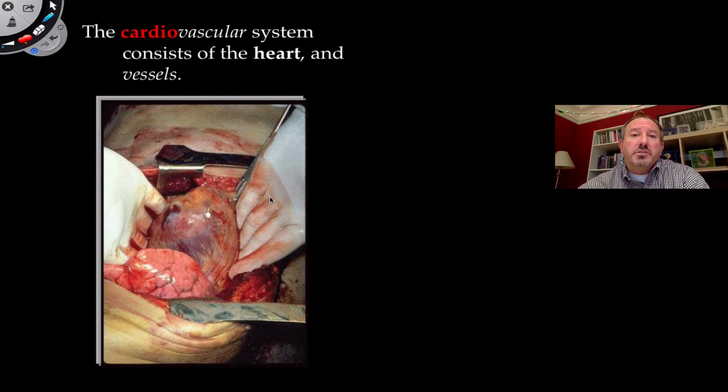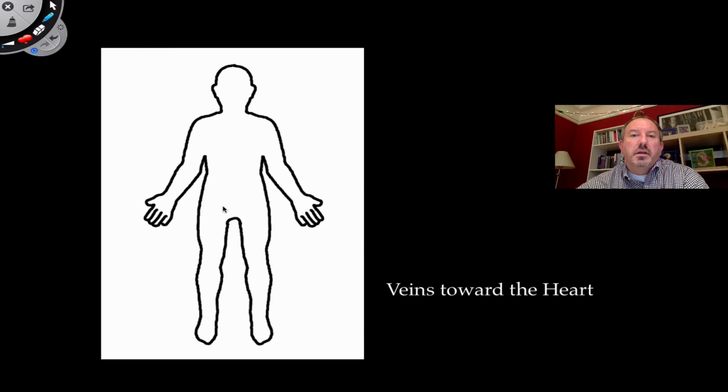So the heart is part of the cardiovascular system, cardio meaning heart, and vascular meaning vessels that carry the blood throughout the body. And so here's a picture of a heart right here in surgery. And here's the apex of the heart right here. Here's the lung. So let's establish a couple of terms that are particularly important in the vascular system.